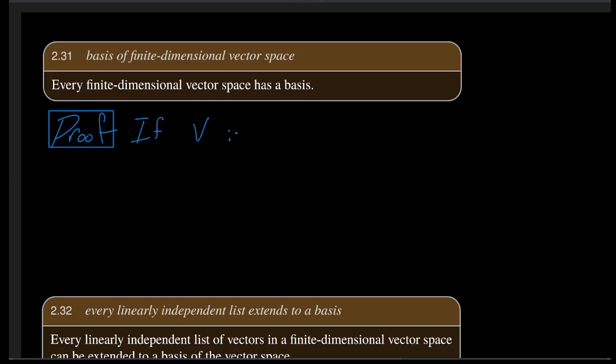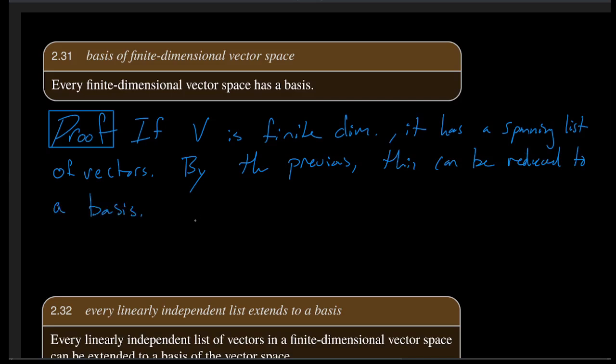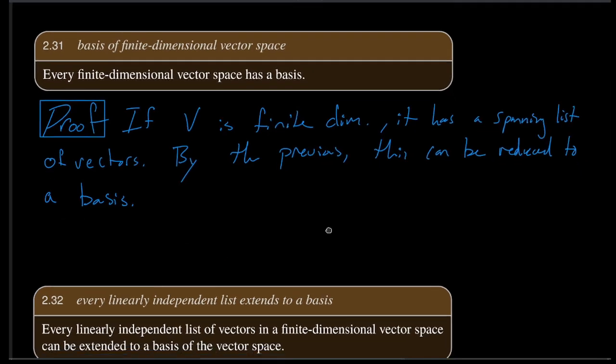If V is finite dimensional, it has a spanning list, which necessarily is only finitely long, of vectors. By the previous result, this can be reduced to a basis. So we're done. Easy. All right.